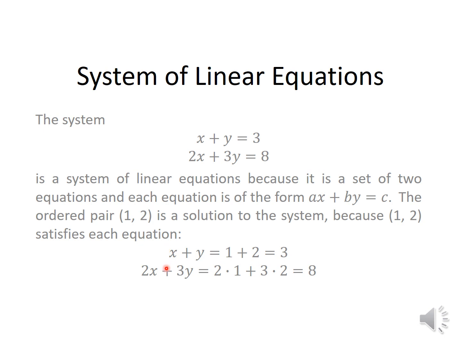For example, we substitute the 1 into x and 2 into y for the first equation, so we have 3. And for the second equation, 2 multiplied by 1 plus 3 multiplied by 2 equals 8. So we say this point satisfies this system, and this point is a solution to the system.